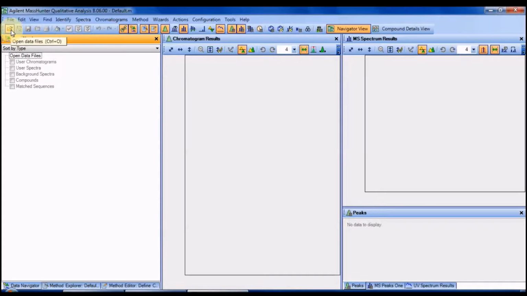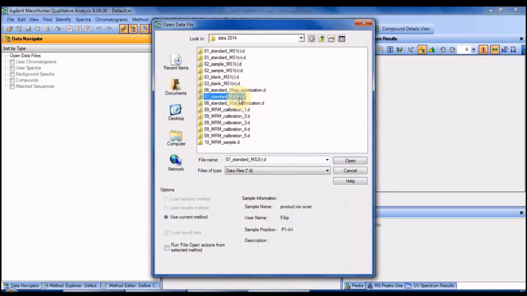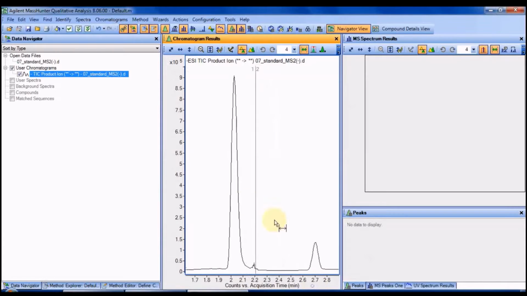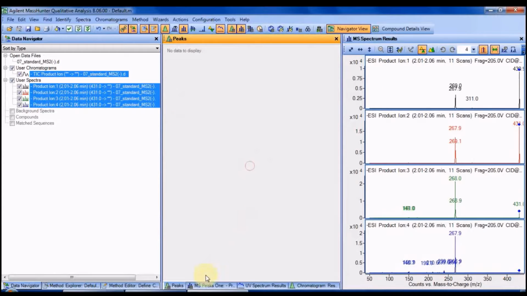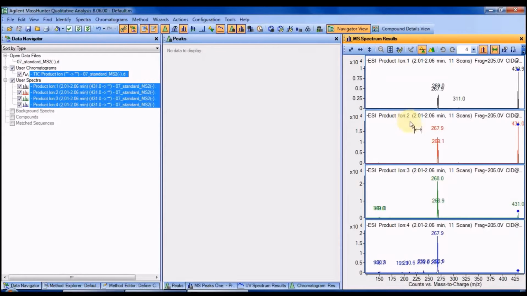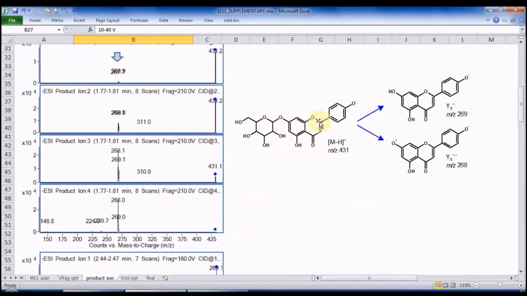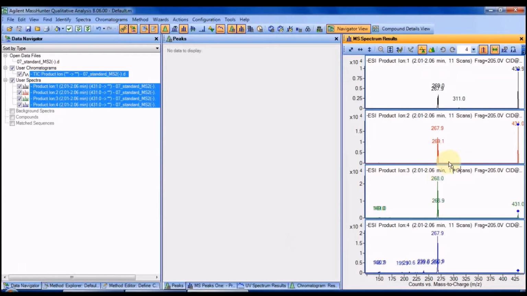So now we can open our spectra. So in the spectra of apigenin glucoside, there is only one abundant fragment corresponding to sugar loss, so to this reaction. So to ensure high sensitivity, we will use the ion at m/z 268.